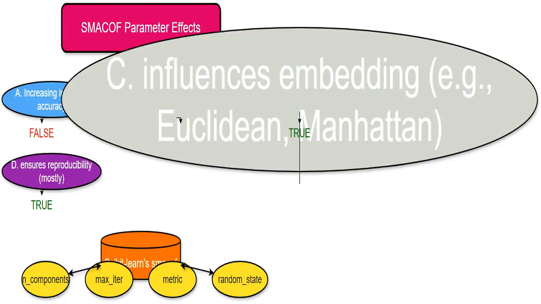Here, we're looking at the metric parameter. The smacof function needs to calculate distances between your data points. The metric tells it which distance formula to use, Euclidean, Manhattan, or others. Each distance formula gives different results, so choosing the right one is important for getting the embedding you want. Think of it like choosing the right tool for the job.